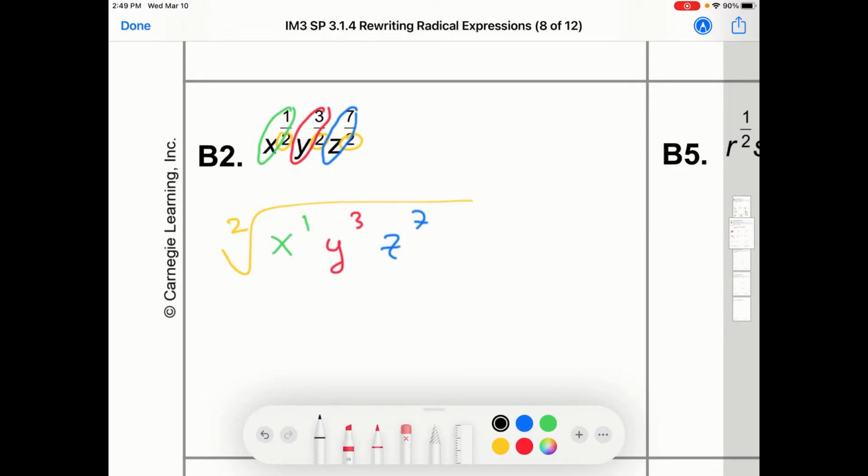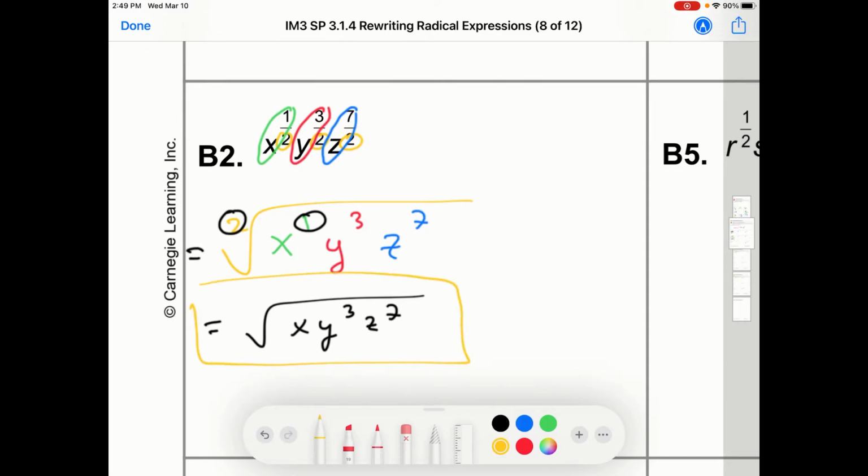There's a couple things you can clean up here. Is you don't need to write the 2 and you don't need to write the 1. So you would have something like this. X, y to the 3rd. That's a z to the 7th power. And this one would be your answer for B2.